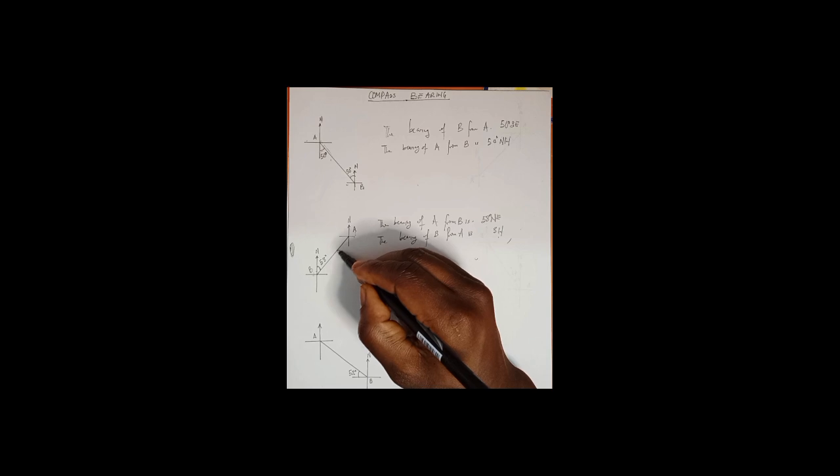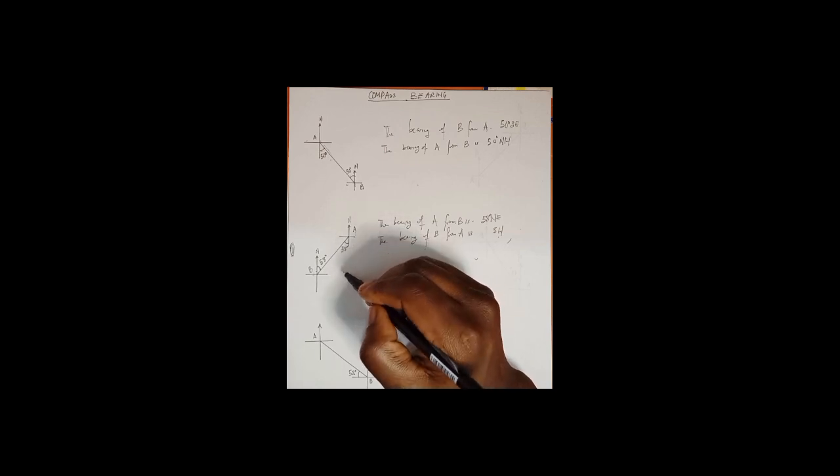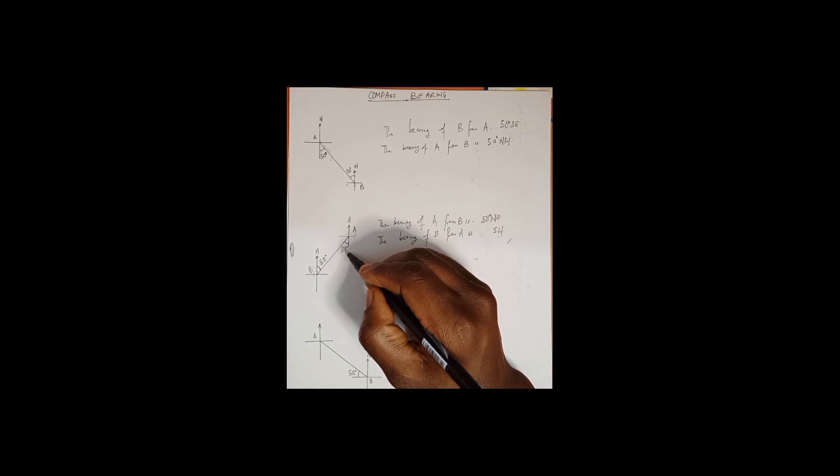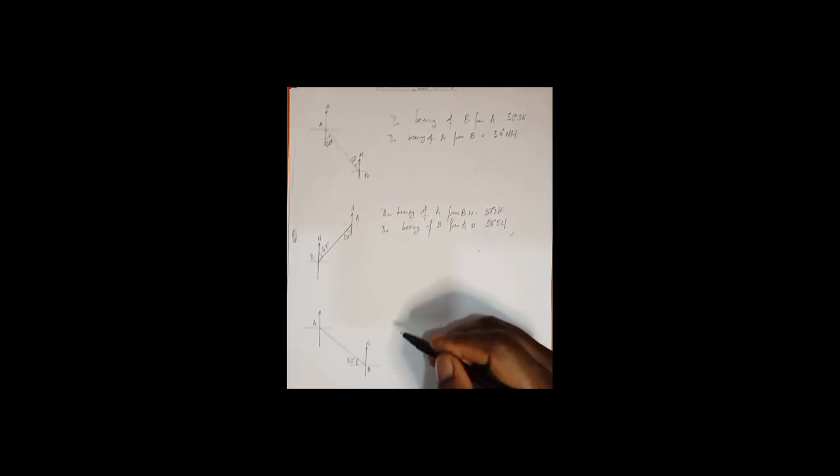Then my alternate angles: this angle will be alternate to it, and alternate angles are equal. So this is 58 degrees. So this 58 degrees is southwest. The bearing of B from A is 58 degrees southwest.